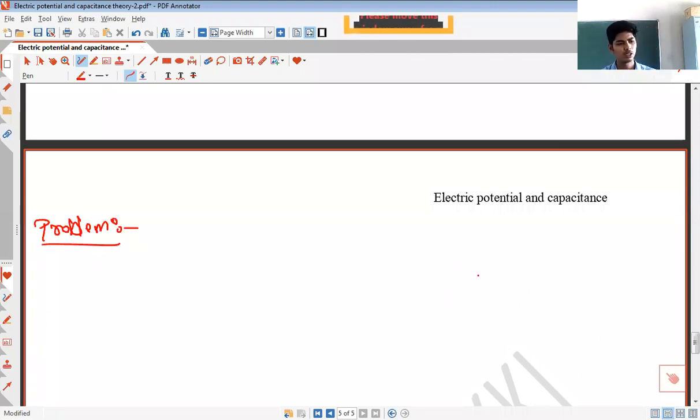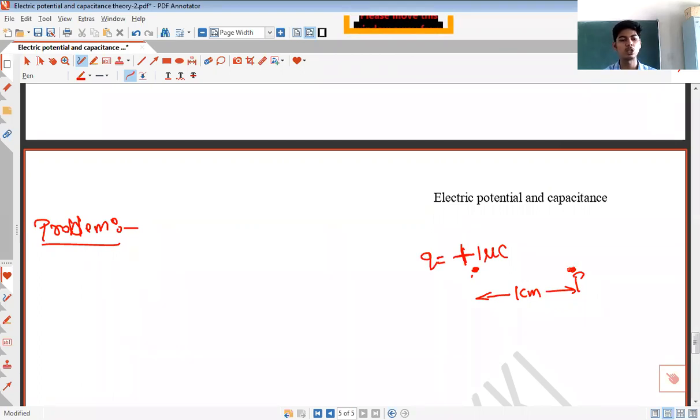I'll not write the question, I'll just give you the problem situation. Suppose here is a point charge or a source charge of say 1 microcoulomb. This is a source charge, right? And here is a point P, which is at a distance of say 1 centimeter from the source charge. We'll write it as Q. Can you calculate what is the potential at this point?